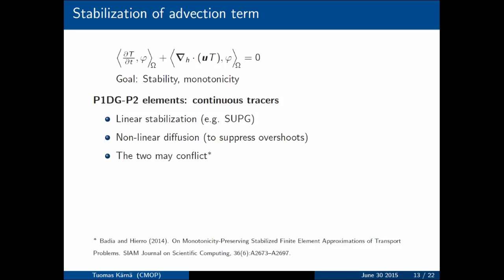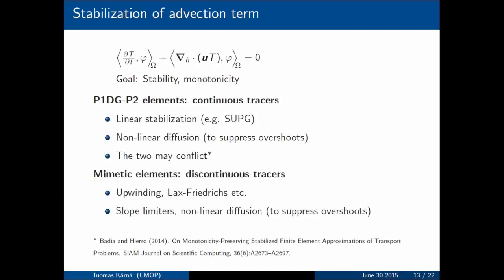And it's a bit easier with the discontinuous traces. So then you can just do normal upwinding or Lax-Friedrichs flux to keep it stable and then add slope limiters or some sort of nonlinear diffusion to suppress the oscillations in the traces field that you might have. Okay. So for this reason, for the rest of the talk, I'm just considering the mimetic element pair for the test case that I'm looking at.